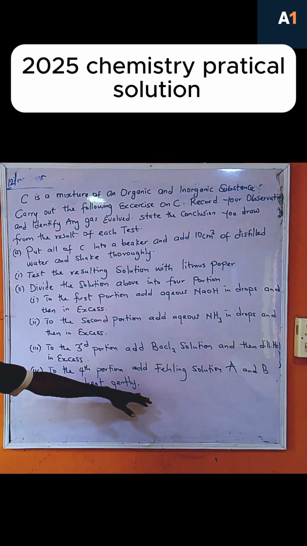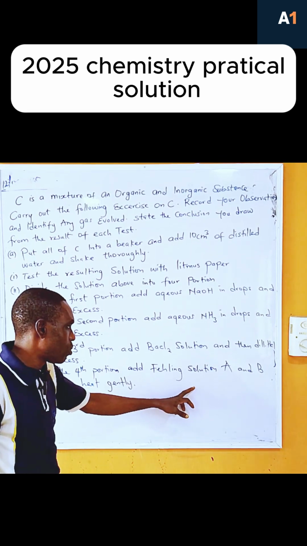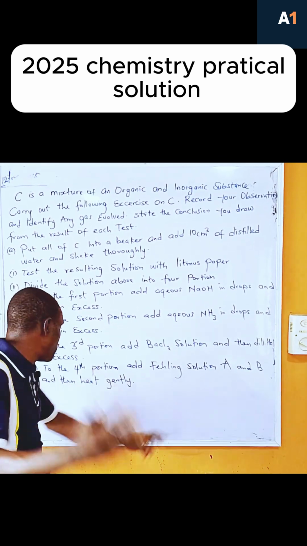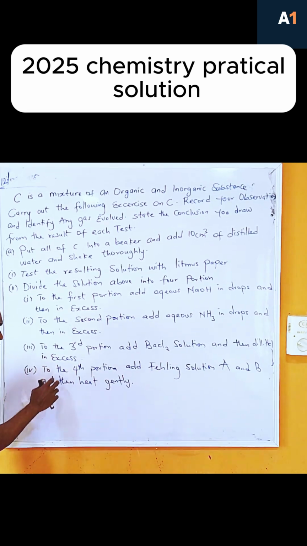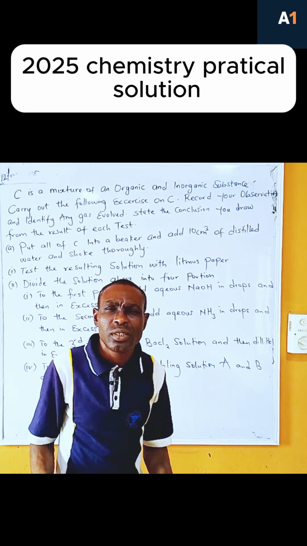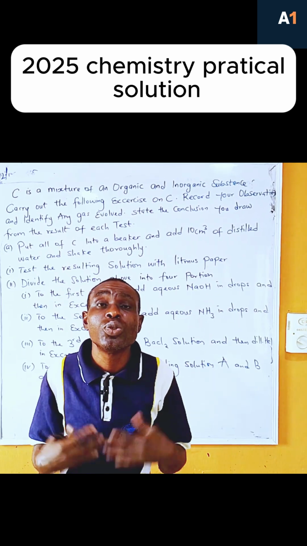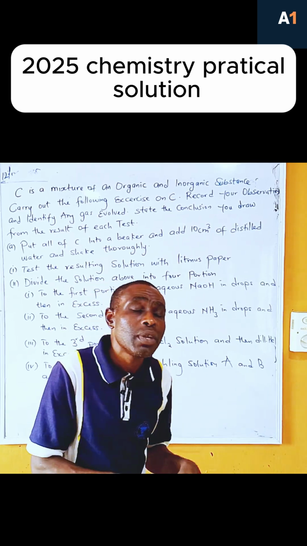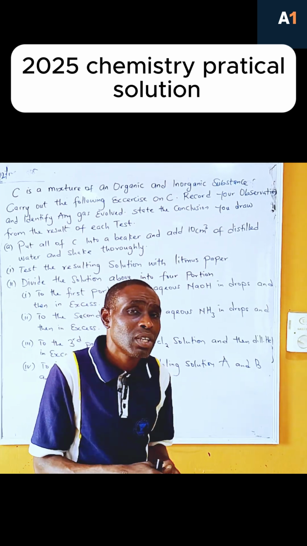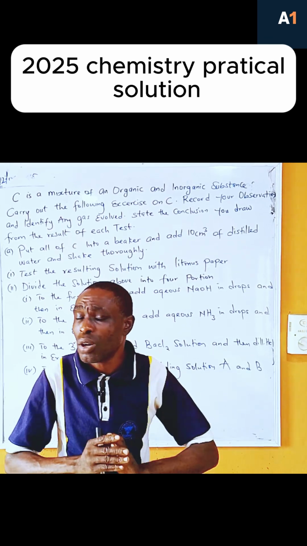To the last portion, which is the fourth portion, we have Fehling's solution, A and B. After you add it, you heat it. So what do you observe? This one is very simple. It's the simplest part. Whatever you see is what you record. You must be familiar with all these elements and ions, their character, their color. Once you know all this, you are good to go.